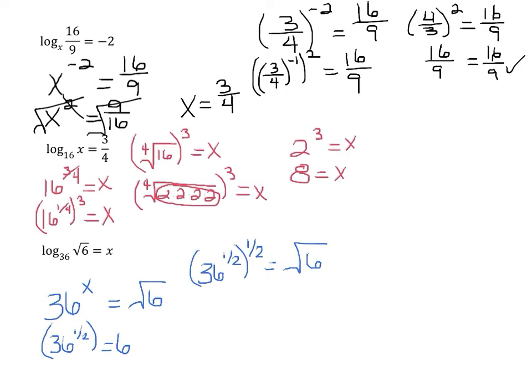Okay, well, power of a power means that I have to multiply these two exponents together. So that means that I need 36 to the 1/4 power to equal the square root of 6. So in this case, x is equal to 1/4.